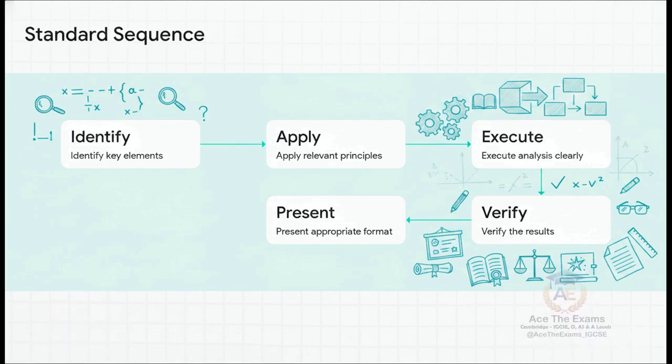And step 5, present in the appropriate format. Never leave your answer as just a equals 2 and b equals 3. Rewrite the entire fraction. This sequence is how we take the red pen marks on Alex and Sam's papers and transform them into green check marks.